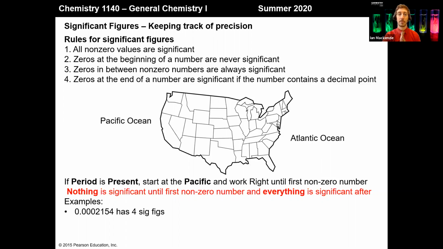So here's some examples. 0.0002154. There is a period present, so I start at the Pacific, the left, I work my way right. The first zero, that's not significant. Second zero is not significant. Third zero is not significant. Fourth zero is not significant. Nothing is significant until I hit the first non-zero digit, so 2. And then everything after that is significant. So 0.0002154 has 4 significant figures.